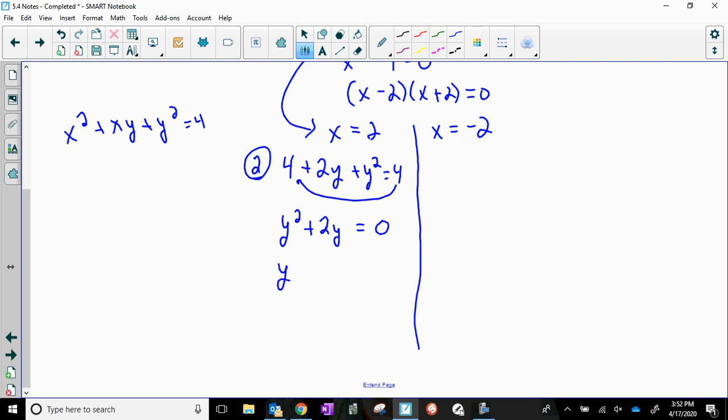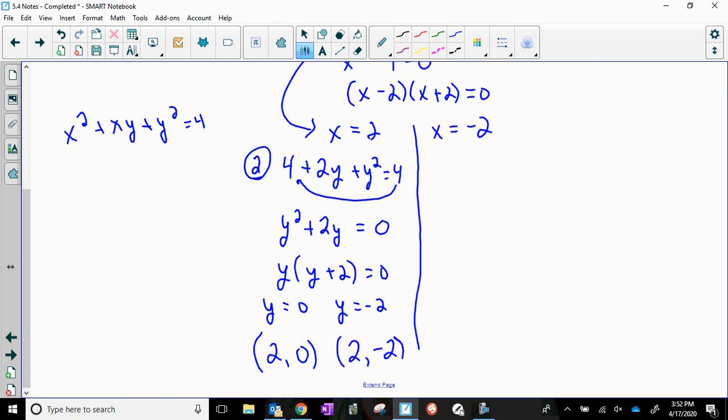So now I can factor and get y times y plus 2. I get y equals 0 and y equals negative 2. So my ordered pairs: x was 2, y was 0; x was 2, y was negative 2. Now let me go find the other one.